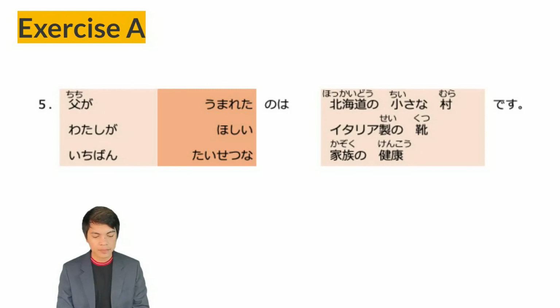Next line. Ichiban taisetsu na no wa kazoku no kenkou desu. So, ichiban means the most. Taisetsu is important. The most important is kazoku no kenkou desu. Family's health, or the health of the family.